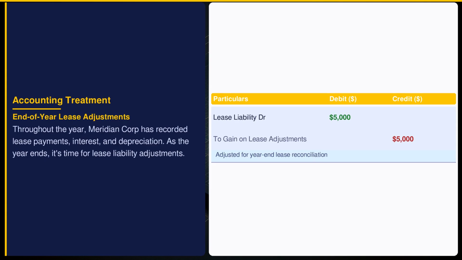Year-end adjustments are crucial under AASB 107. Meridian discovers a gain from lease reconciliations of $5,000, reducing its lease liability. This adjustment ensures that the lease liabilities accurately reflect the obligations remaining at the year-end. Such entries are vital for presenting a true financial position in the statements.